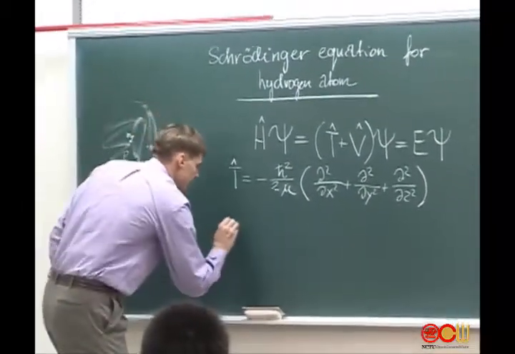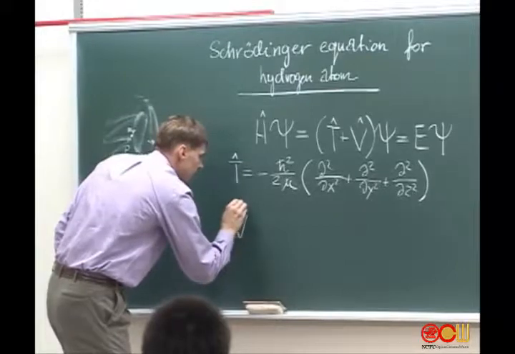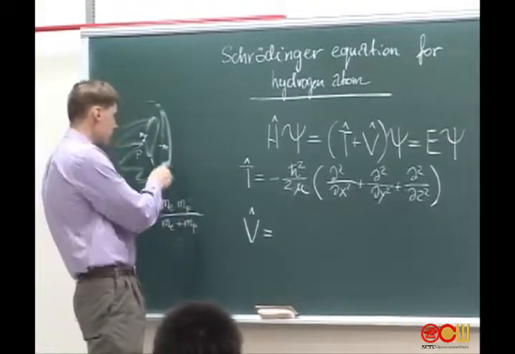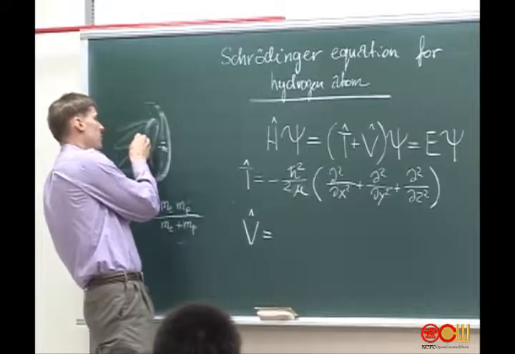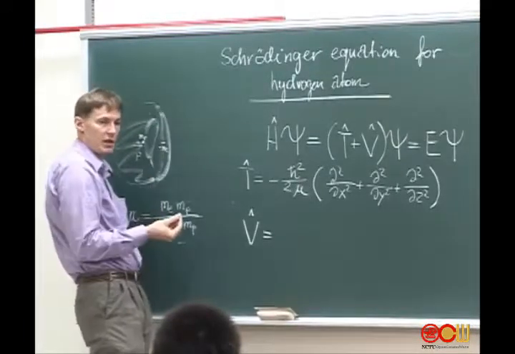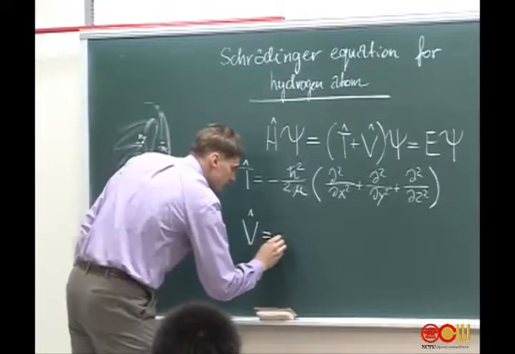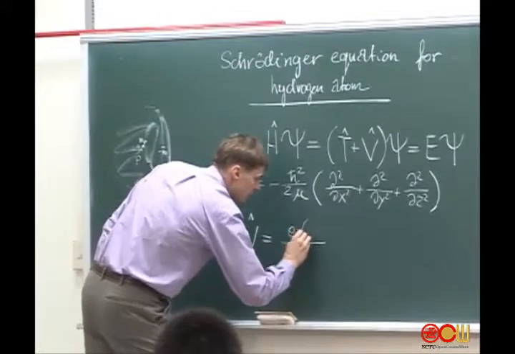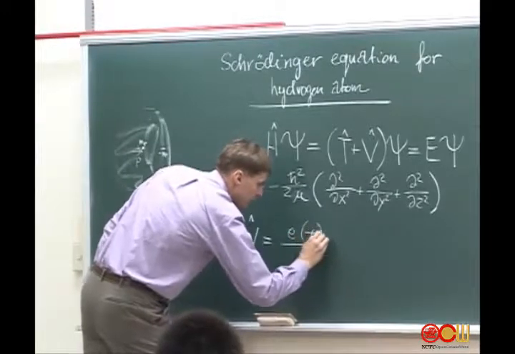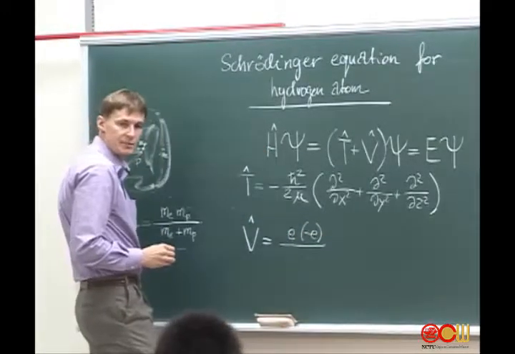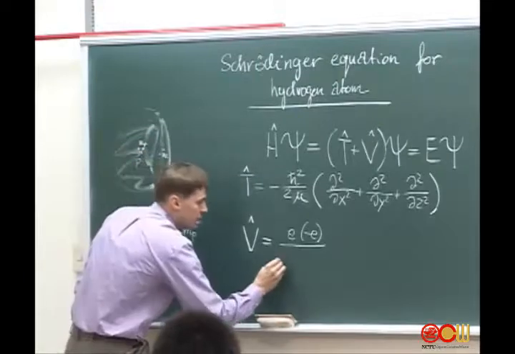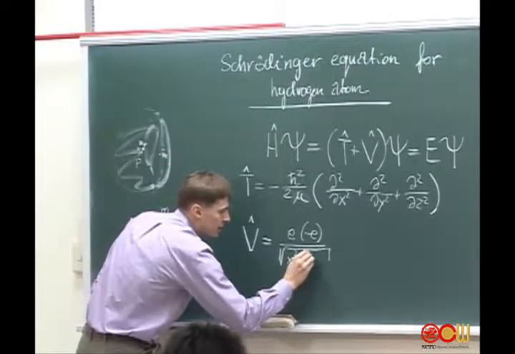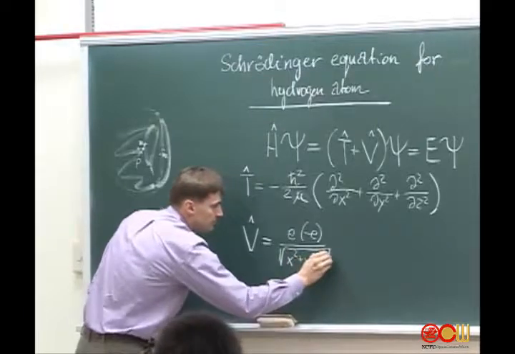Okay, what is the potential energy of our system? We know that we have two charges, with the minus sign and with the plus sign, interacting. The interaction of two charges is nothing else than the charge of the first one, the proton, times the charge of the second one, the electron, divided by the distance between these two. And the distance between these two is nothing else than the square root of x squared plus y squared plus z squared.